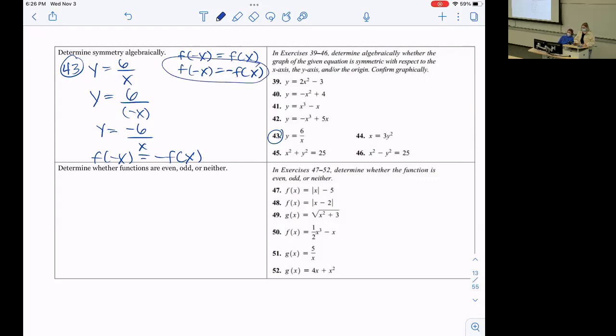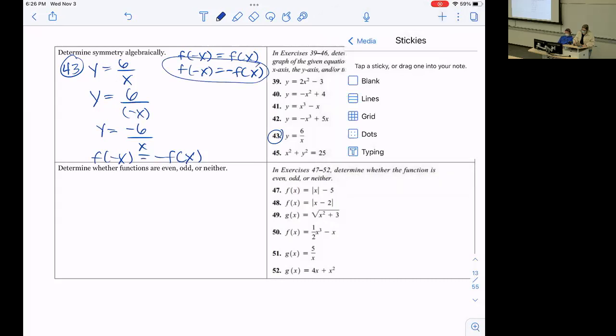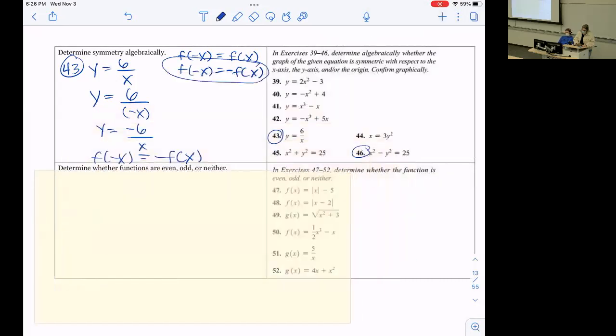We had a question about 46 as well. All right, so we're given x squared minus y squared equals 25. So I'm going to solve for y first.